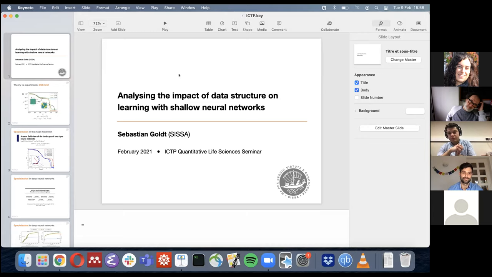Basically, if you reuse samples, then you have to look at two-time correlation functions. Q, you can think of that as a one-time correlation. If you reuse samples, you have to look at two-time correlations. It looks a bit like Boolean de Gaussian and stuff.